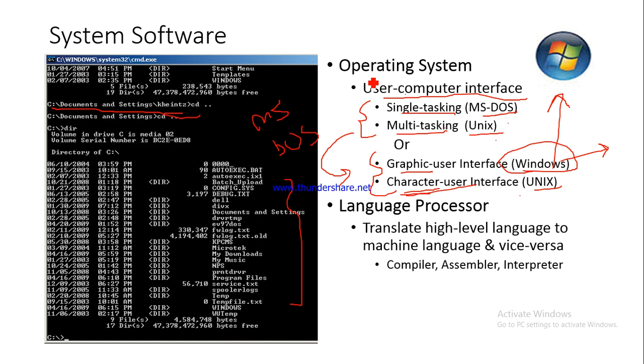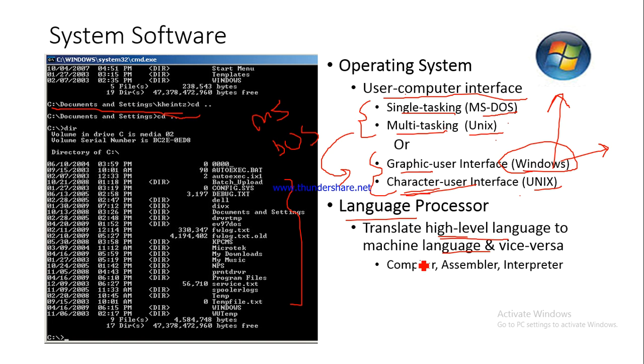Then let's talk about another kind of system software, not the operating system, I'm sorry. One was the operating system, the second one is the language processor, and this basically does what? It actually processes the language. It converts the high level language, the language that we use when we are giving some command to the computer, to machine language, and when the computer is giving us some output, the machine language gets converted to high level language.